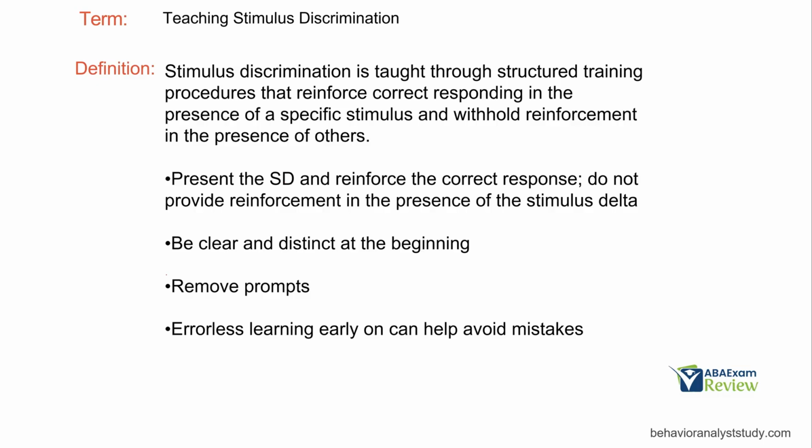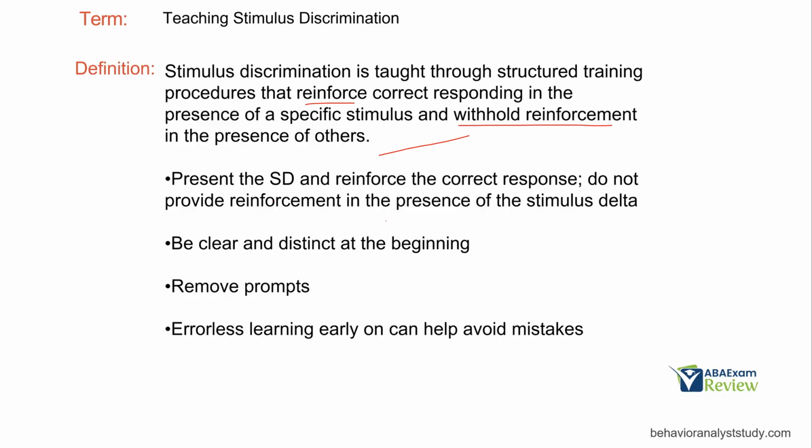Now, stimulus discrimination is taught through structured training procedures that reinforce correct responding in the presence of a specific stimulus and withhold reinforcement in the presence of others. Everything we just talked about is what we're going to be doing. It's essentially just differential reinforcement, where you are reinforcing some things and putting other things on extinction. When we do this enough, the learner is going to learn, right? With operant behavior and operant conditioning, we're going to learn when to respond and when not to.